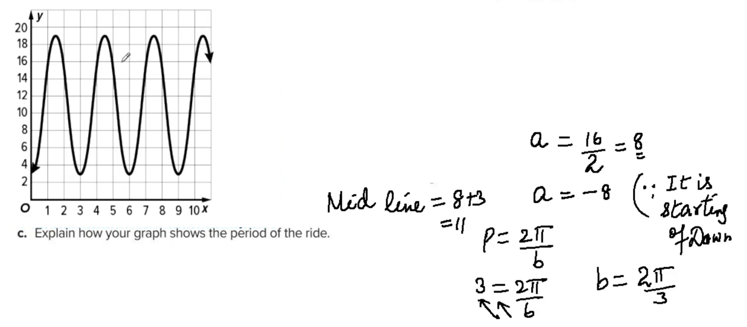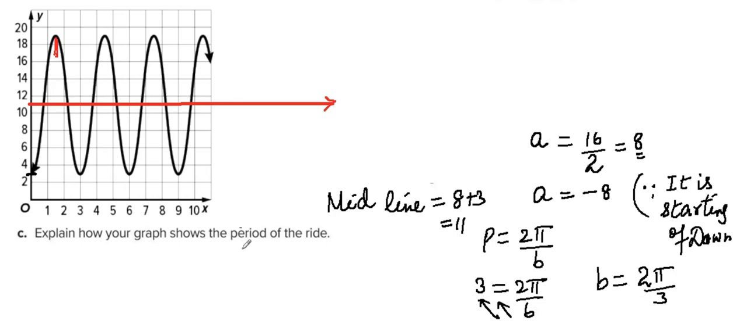If you see, the middle line is coming 11 because it started from 3, and it is going maximum up to this. So the middle line is coming 11, so I'll draw 11 here. This is the middle line for this. And how much is the amplitude coming here? From 11 to 16.